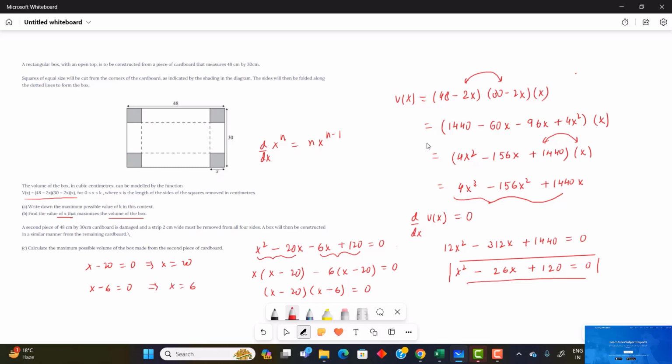We will try to plug in the values of x in the original equation itself to find which one gives me the maximum volume.